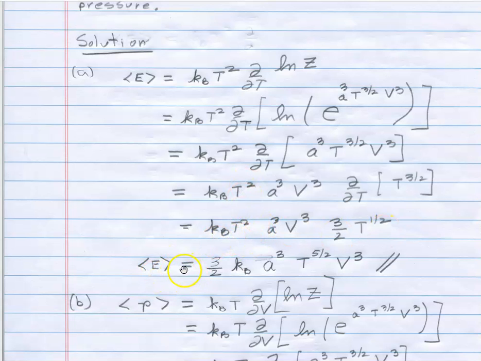And so I get the average energy is 3 halves. I pull that up front. kB T squared, and T to the 1 half turns into T to the 5 halves. I've got my a cubed here and then the V cubed here. So the average energy is just that.